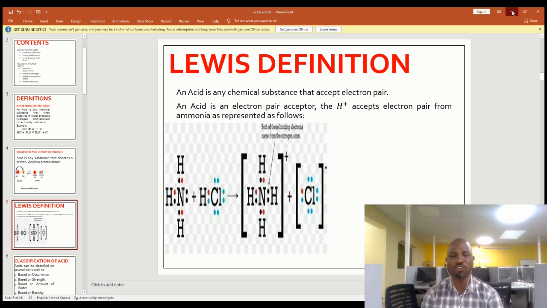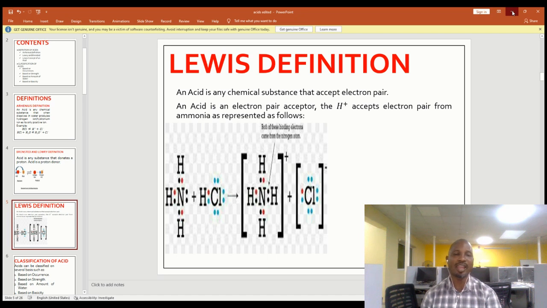So if you look at the screen, you will see ammonia, and in ammonia there is a lone pair on nitrogen reacting with HCl in such a way that one of the hydrogens in HCl will take the position of the lone pair of electrons, such that it will have a dative bond with ammonia to form the ammonium ion. And that's when we say an acid is an electron pair acceptor, because the hydrogen there has accepted an electron pair from nitrogen. And that's that about the definition of an acid.